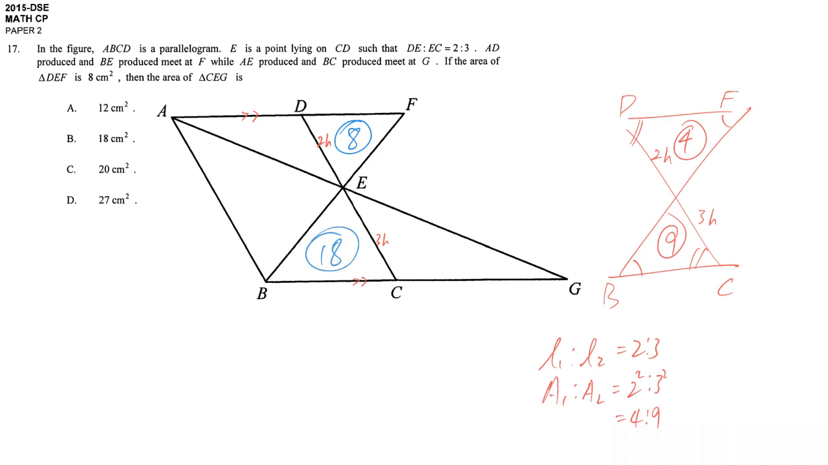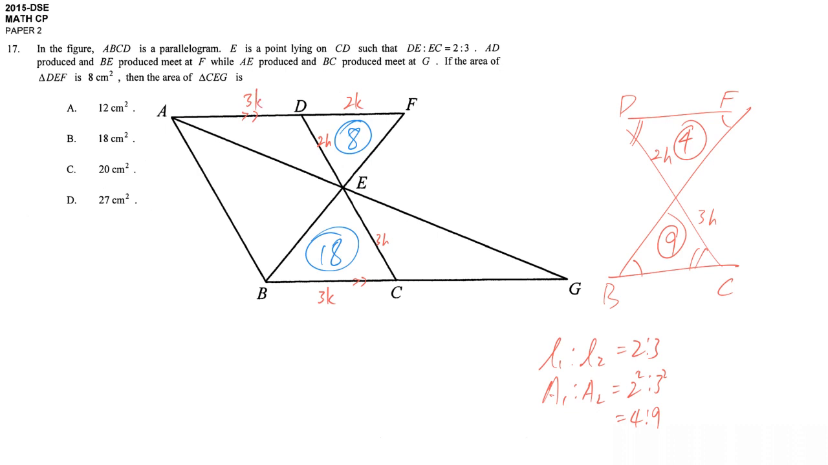Furthermore, we are going to use the property of a parallelogram that opposite sides are the same. So not only is this length 2 to 3, DF to BC also have the same ratio because they are similar. So if this is 2K, then this one will be 3K. Because it's a parallelogram, the opposite sides should be the same. So this is 3K also.